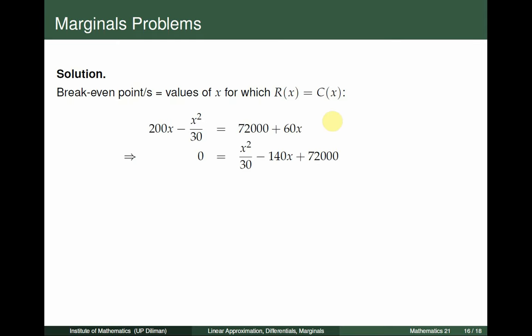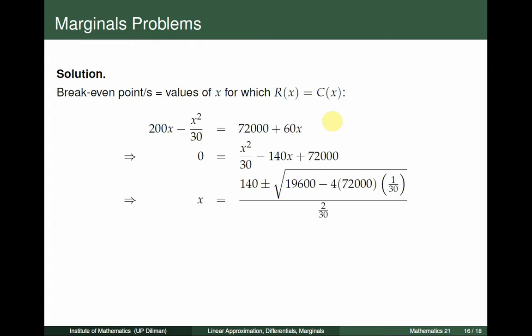And at this point, we can always use the quadratic formula. So we have x equals 140 plus minus square root of the square of 140, which is 19,600, minus 4 times 72,000 times 1 over 30, all over 2 over 30. And after a few simplifications, we get 600 and 3,600. So those are the break-even points.